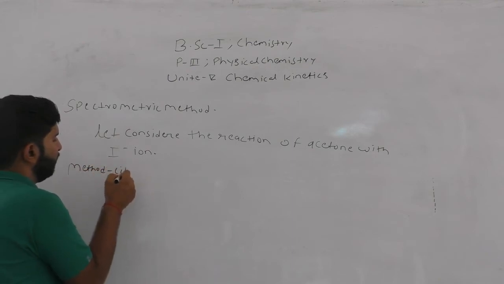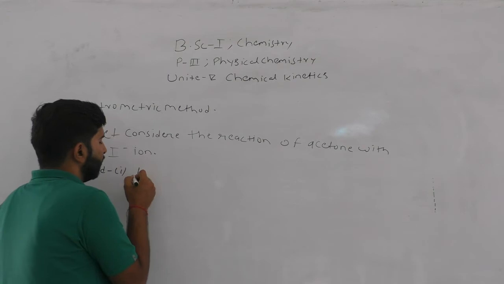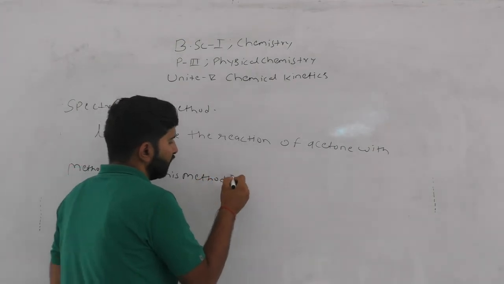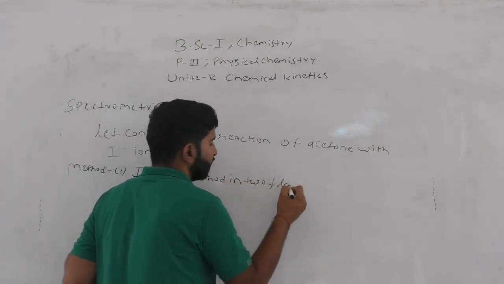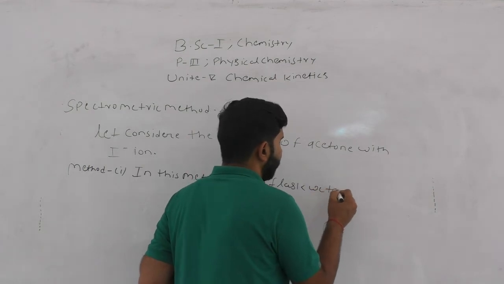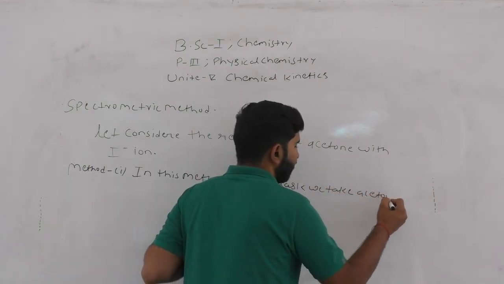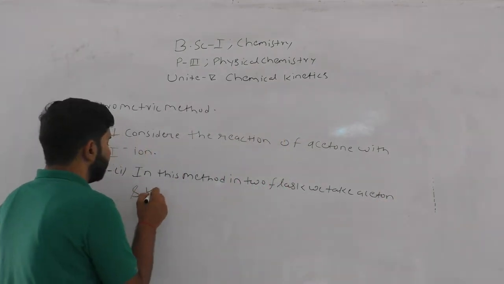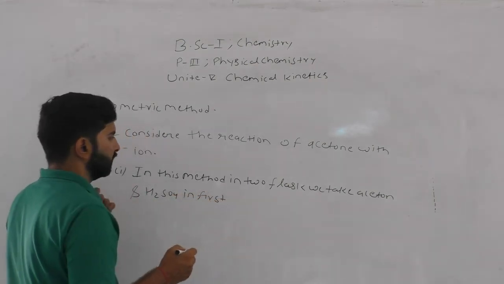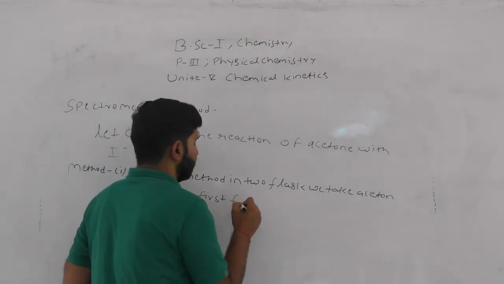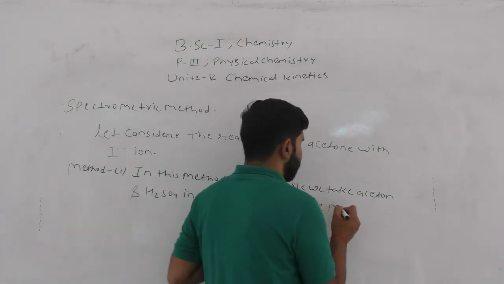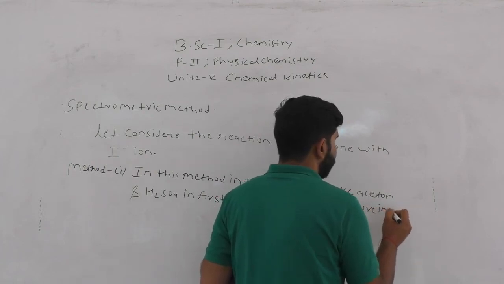So, in the method, the first point is: in this method, in two separate flasks, we take acetone and H2SO4 in the first flask, and iodine mixture in the second flask.